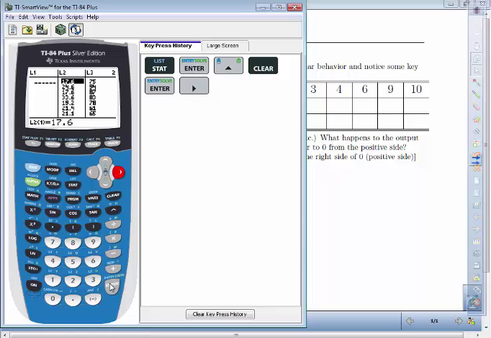I should probably clear my list. What do I want to put in my list? So what are the x values?